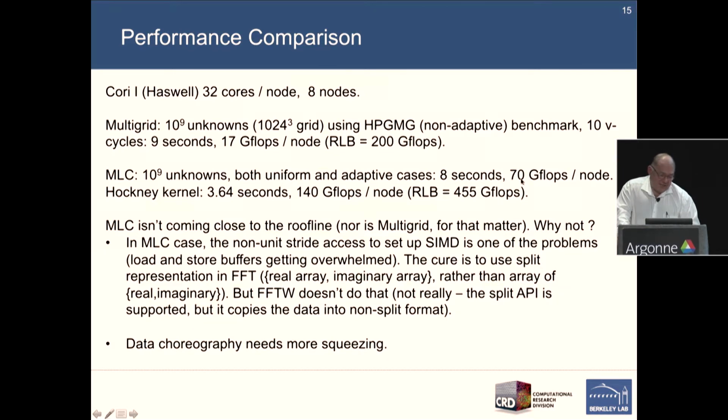However, because we're doing a lot more flops, to get 8 seconds, we actually have to go a lot faster, 70 gigaflops per node. The Hockney kernel, the thing that does that convolution, runs at about 3.64 seconds, 140 gigaflops per node, and the roofline bound for that is, as I said, 455 gigaflops. So we're also not achieving the roofline. Why not? Well, in the MLC case, the problem is buried in the FFT, because if you want to get SIMD out of FFT, what you need to do is unravel the real and complex parts, which are stored real, imaginary, real, imaginary, and that is putting a lot of stress on the load and store buffers, to unravel that and put it back together again in order to execute SIMD instructions.